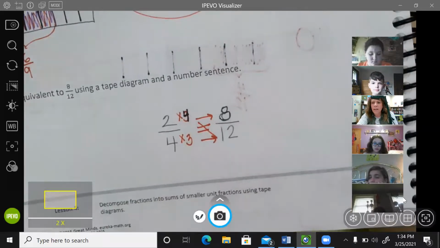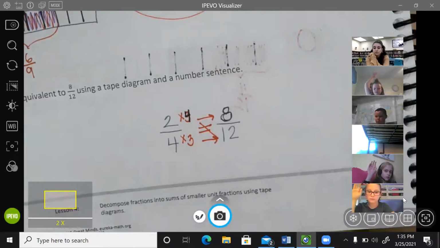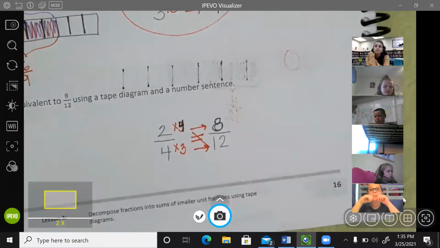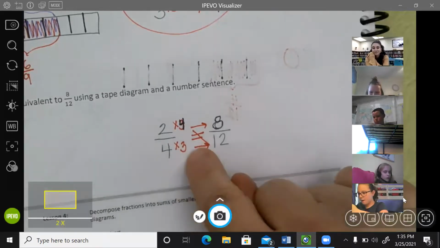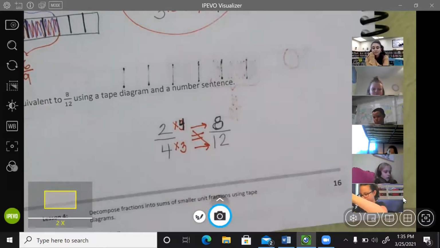Why is this illegal? Tanya? Because you have to multiply them by the same number. Good girl. It has to be the same. Even though it's a 4 and a 3 and they're super close, it doesn't matter. Has to be the exact same thing for the fractions to be equal.